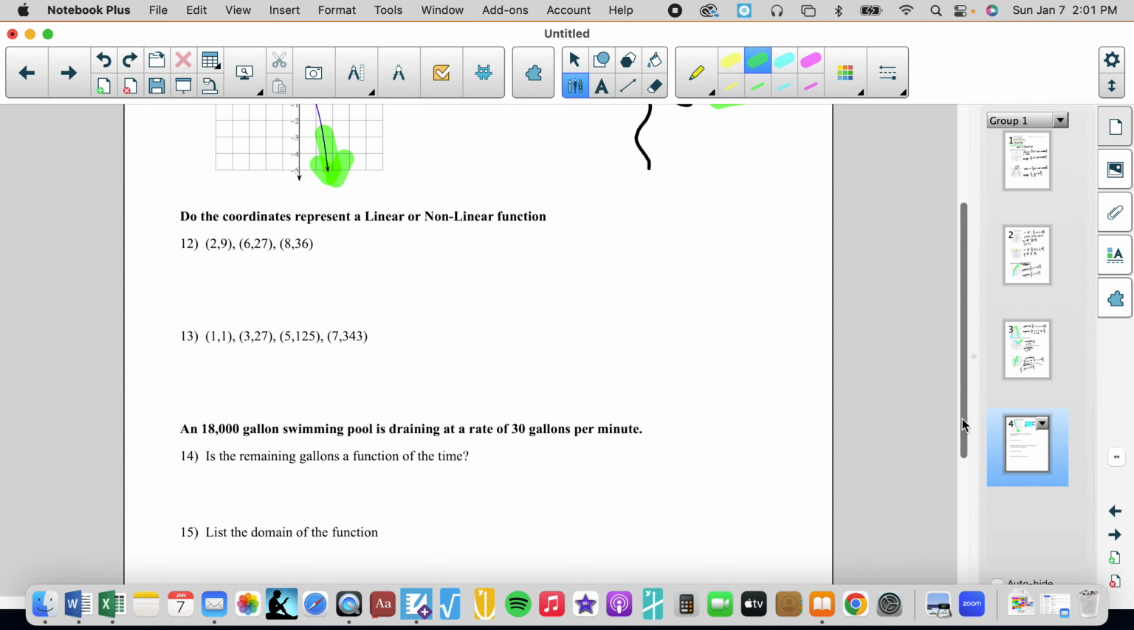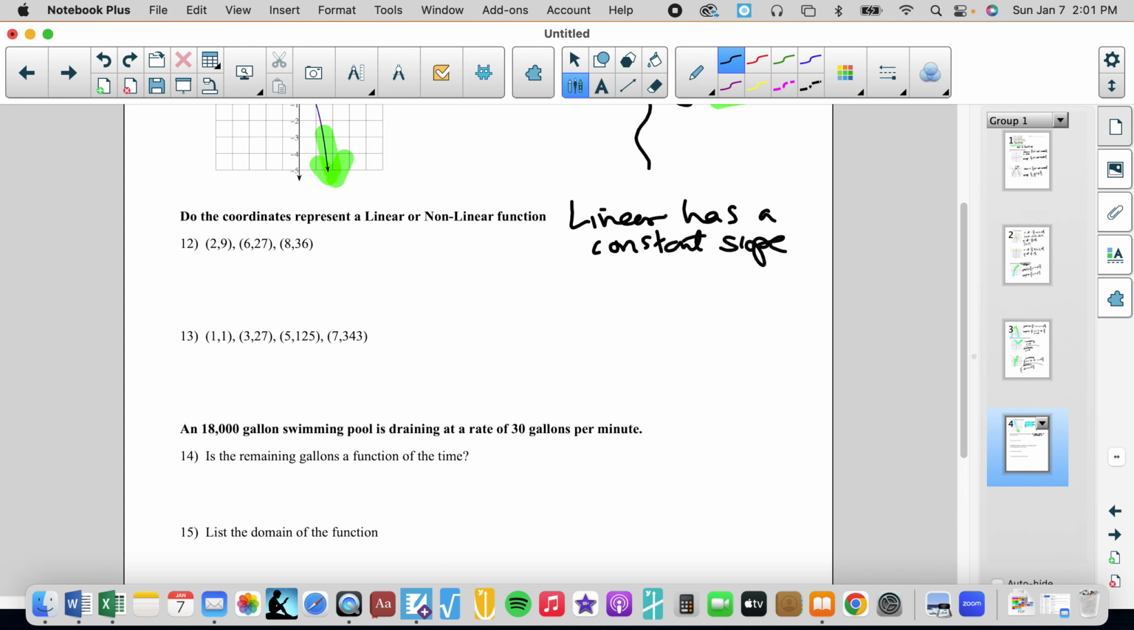Do the coordinates represent a linear or nonlinear function? This is derived by the slope. Linear has a constant slope, and we derive slope from one point to the other. So my x's are going to be plus 4, and my y's are going to be plus 18 from that point to that point. And then if we go from this point to this point, that's plus 2, and that is plus 9.